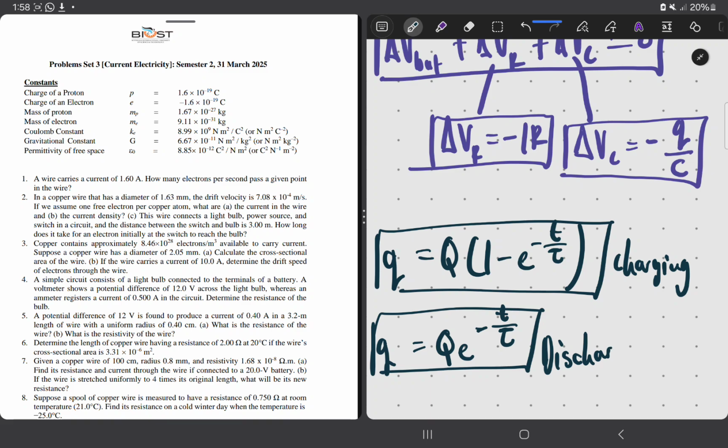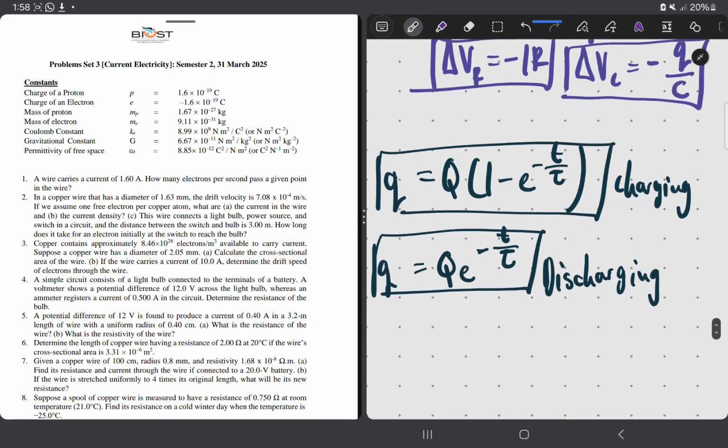Remember, if they tell you that a capacitor is uncharged, and then ask what is the charge after 6 seconds, of course it was charging, because at first it was uncharged. So after 6 seconds, we are still charging it. That's charging time. Then we can start to talk about discharging. Now we should know that tau is equal to RC, and we are done.